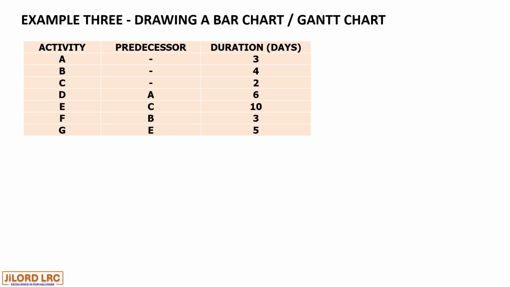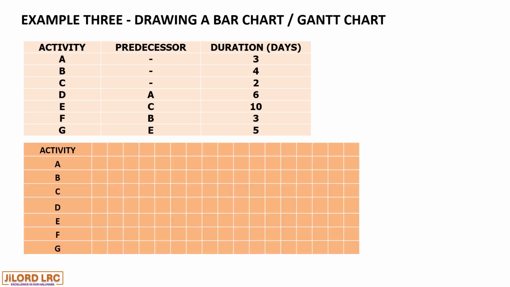Again, we are going to draw our chart with activity on the vertical axis and duration on the horizontal axis. Now let's proceed to draw our bars. We commence with activity A, which has no predecessors. And with that, it means it starts from 0 and counts 3 days. So moving from 0 to 1 is 1 day, 1 to 2 is 2 days, and 2 to 3 is 3 days.